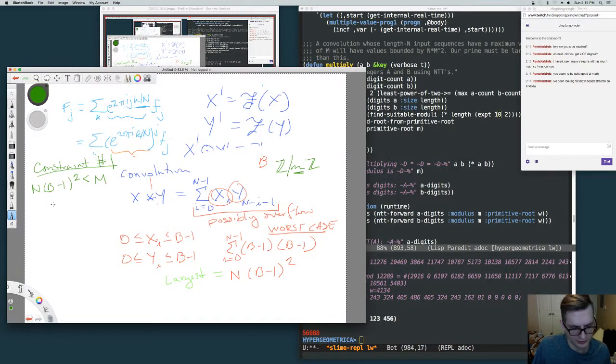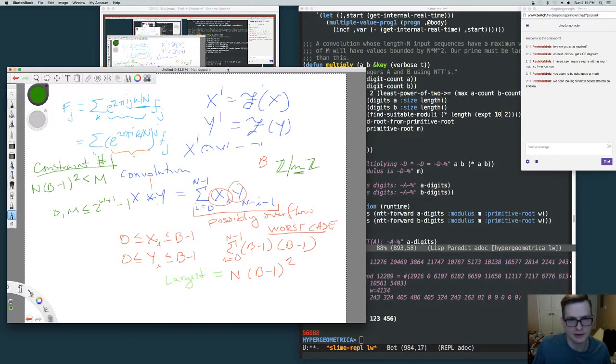Our second constraint is that all of this must be less than the word size. So b and m must be less than or equal to our maximum representable integer, which is 2 to the word size plus 1, minus 1.